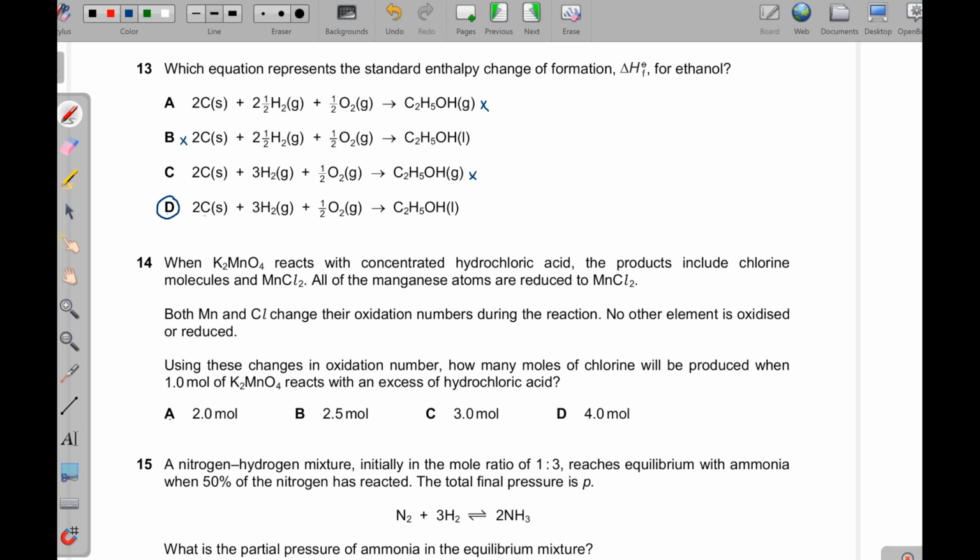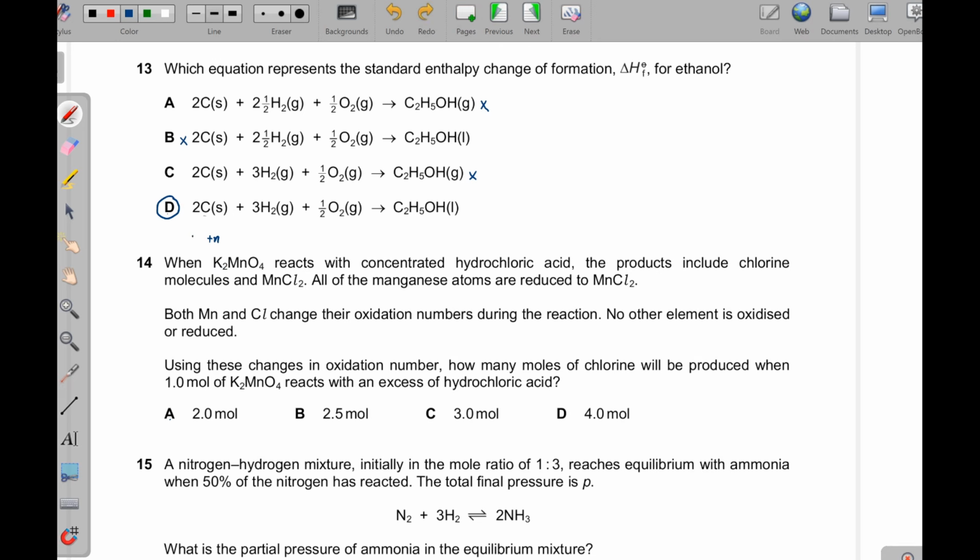Question 14. This one looks like potassium permanganate, but it has 2 here on the potassium. Let's find the oxidation state here. So if you have N, we have 2 for potassium.